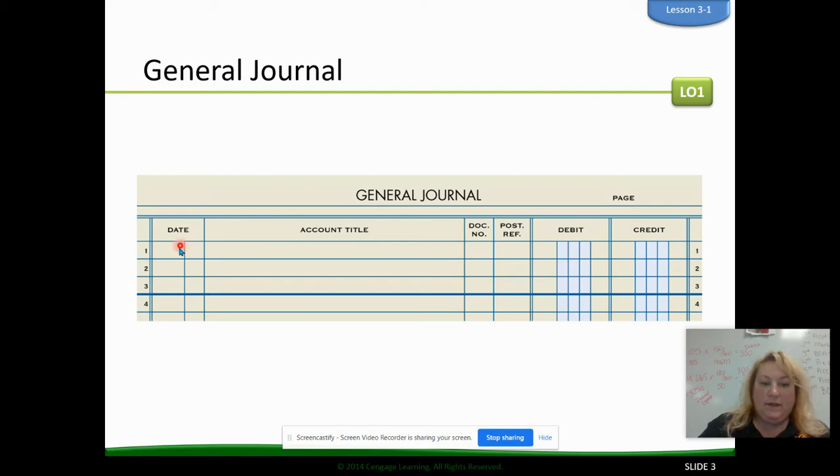Has a spot for the date, has a spot for what kind of account we're going to be using, cash, supplies, that kind of stuff. It has a spot for our document number, and we're going to talk about that here in a few minutes. Post-reference, we won't have to worry about this till chapter 4, but we're going to be putting some information here. And then here's our debit and here's our credit area. So notice the T. The T hasn't changed. It's still a tool, and it's going to be helping us in that general journal.